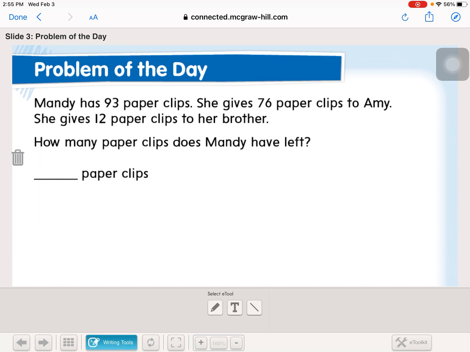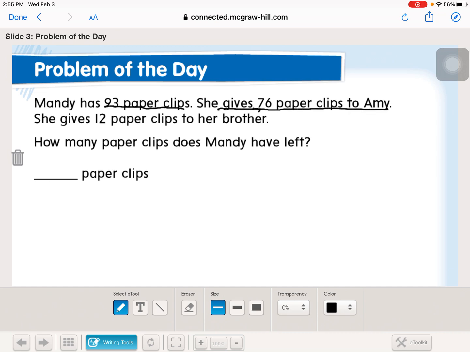Our problem of the day is a review problem. It says Mandy has 93 paper clips. She gives 76 paper clips to Amy. She gives 12 paper clips to her brother. How many paper clips does Mandy have left? So this is going to be a two-step problem because there's two parts to it. We've got 93, she gives away 76, she gives away 12, and we want to know how many she has left. So start with 93, take away 76.